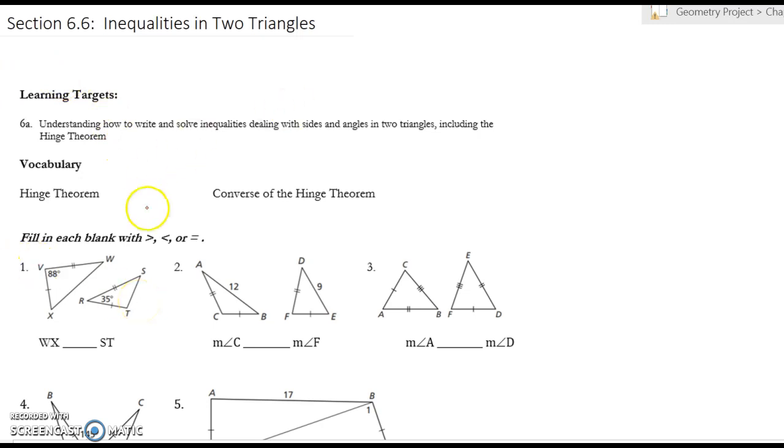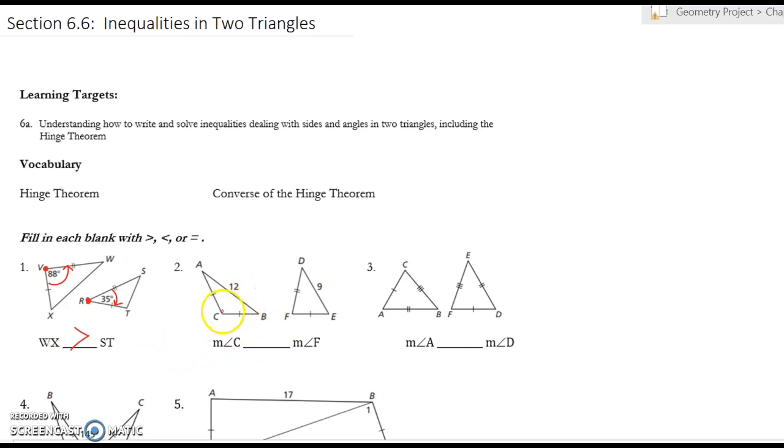So if I look at number 1, I have VX is the same as RT, and VW is the same as RS. So essentially, my same doors are at V and R. And if you notice, this door is opened 88 degrees versus this door only opened 35 degrees. And since the door V is opened at a bigger angle, that means that VX is larger.